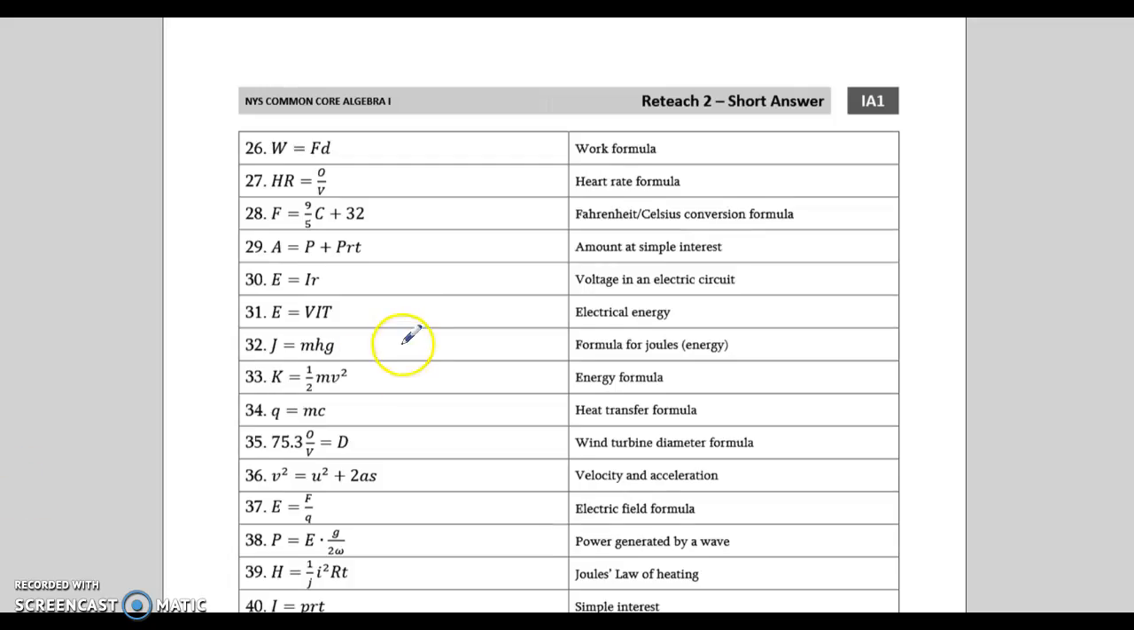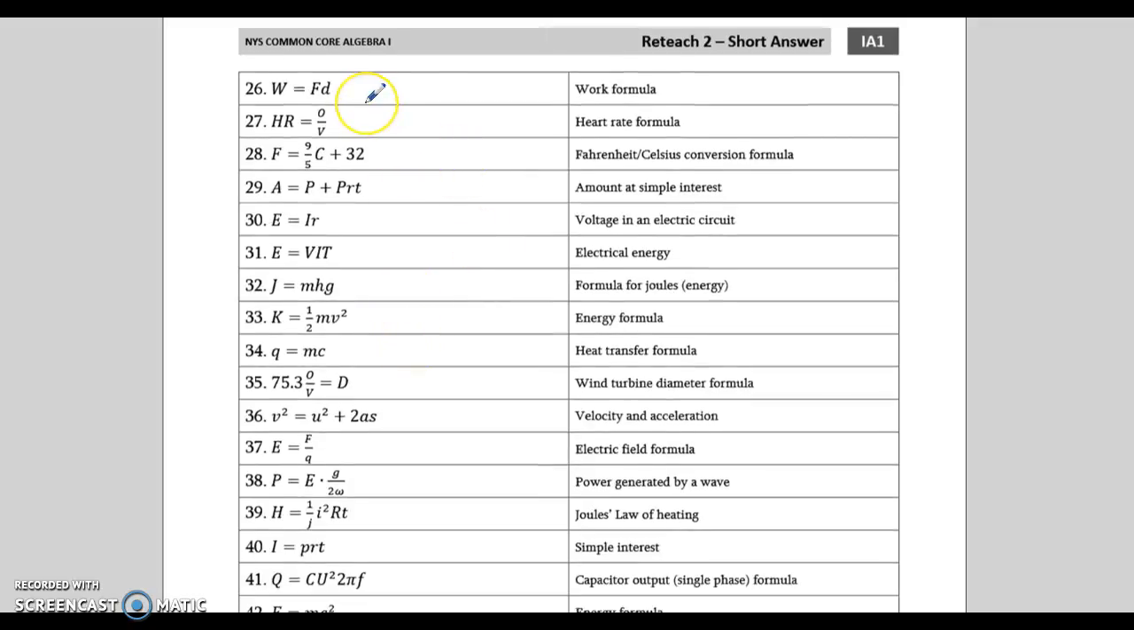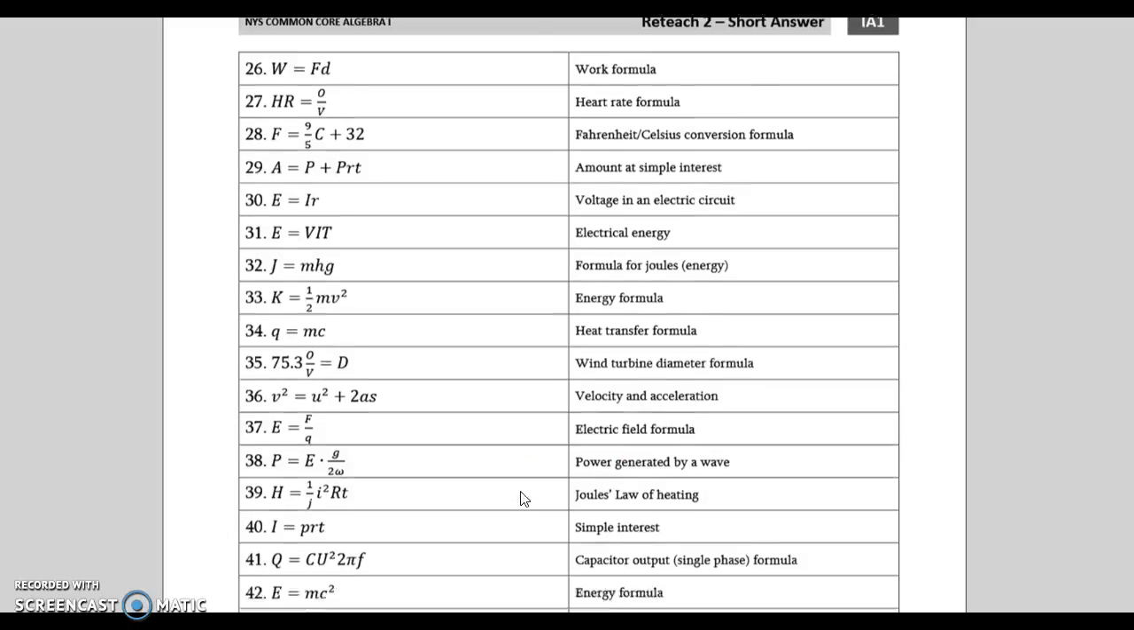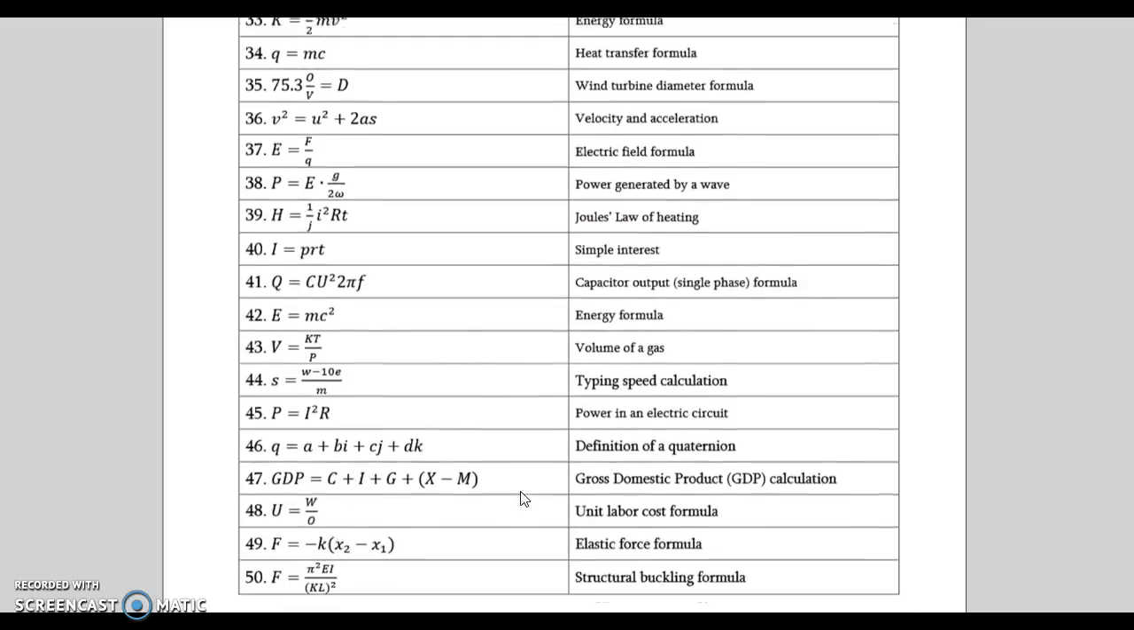Moving on to the next page. Some of these are old, but some of them are new. The heart rate formula is new, for example. Let's see, what else did I add in here? The wind turbine diameter formula, really cool formula, by the way, calculates how big a wind turbine has to be in order to generate a certain amount of energy. But I guess you can pause the video now. And now I'll show you the rest of the formulas. This is up until formula number 50.